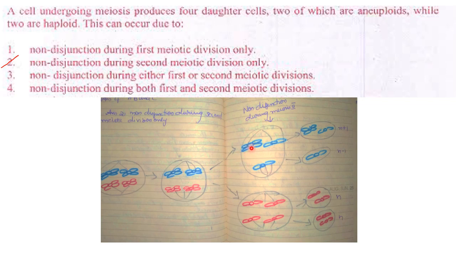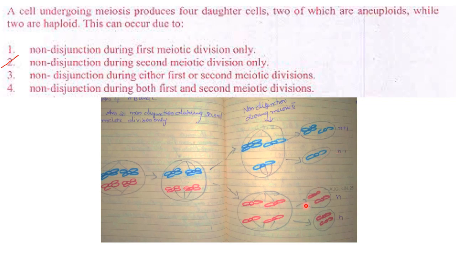But here, one of the chromosomes, the chromatids fail to separate. So there is non-disjunction during meiosis 2 for the blue colored chromosome. But the red chromosome is perfectly normal during meiosis 2. So the blue chromosome has one extra chromatid. So it is an aneuploid, it is n plus 1, and the other one doesn't have one particular chromatid. So it is n minus 1.